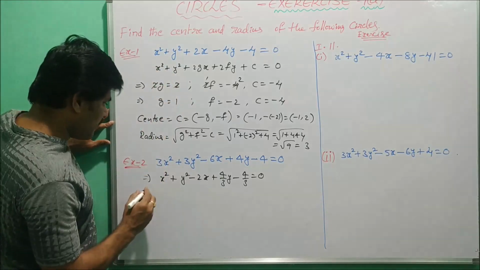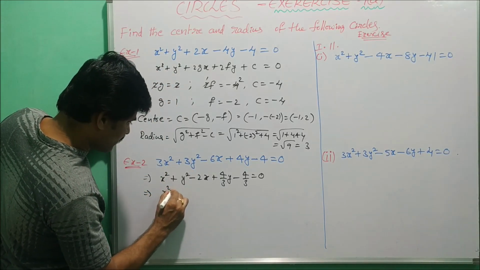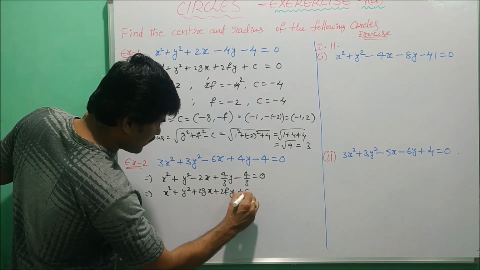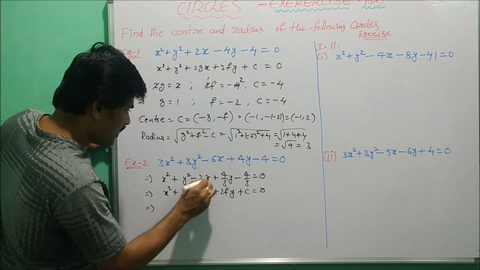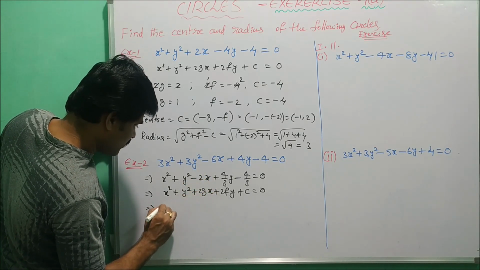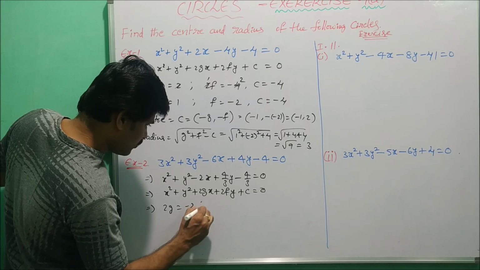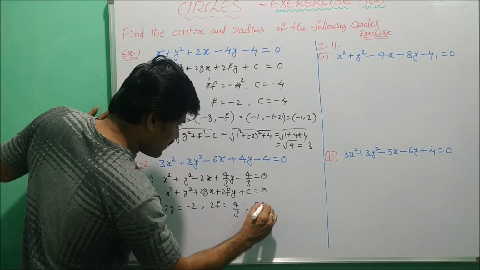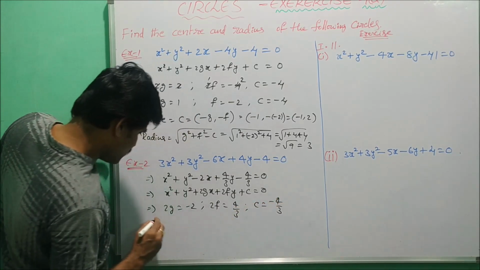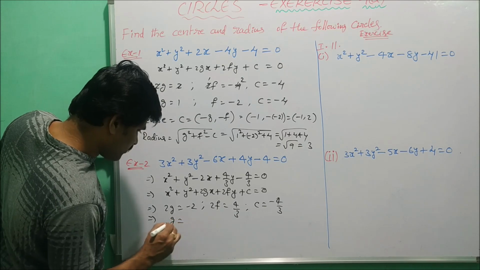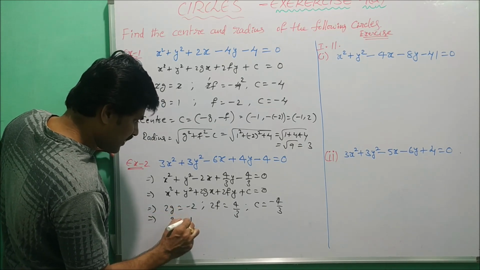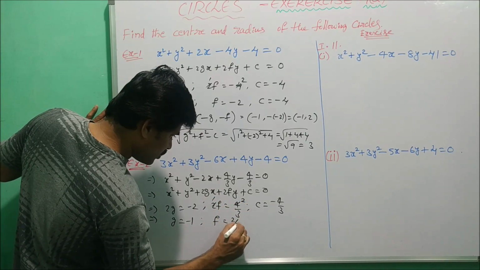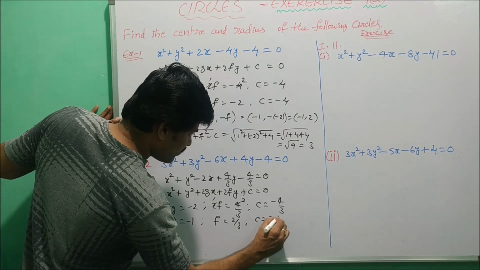Now comparing with the general form, that is x square plus y square plus 2gx plus 2fy plus c equals 0, which implies here the x coefficient is minus 2 in this 2g. That equals 2g equals minus 2 and 2f equals 4 by 3 and c value minus 4 by 3. Now here we can simplify that g equals minus 2 by 2, that is minus 1, and in this 2 ones are 2, 2 twos are 4, f equals 2 by 3 and c is minus 4 by 3.